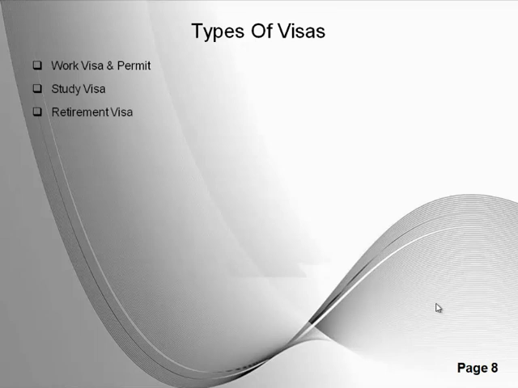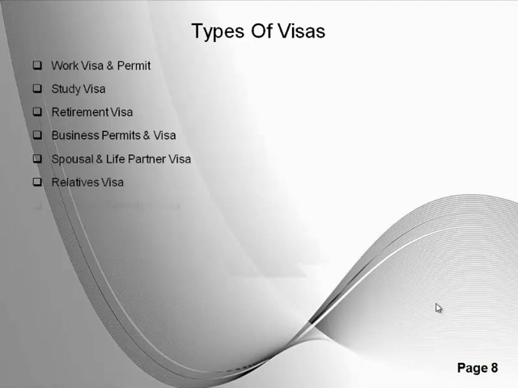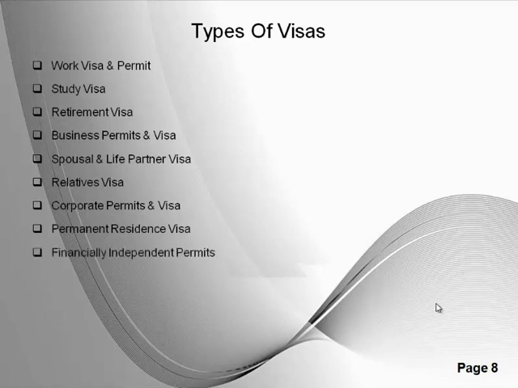I'm only going to focus on two visas in this video series: the work visa and the study visa. You also have business permits, spousal and life partner visas, a relatives visa, corporate permits and visas for corporates or large companies, a temporary residence visa, a permanent resident visa, and financially independent permits. Like I said, I'll be focusing most on the work visa permit and study visa permits.